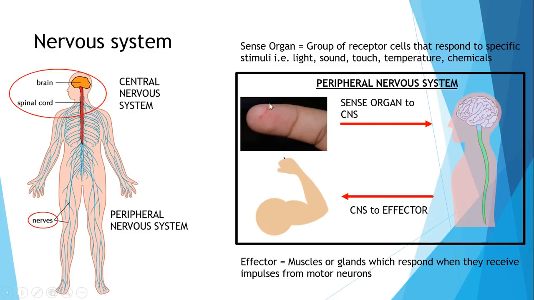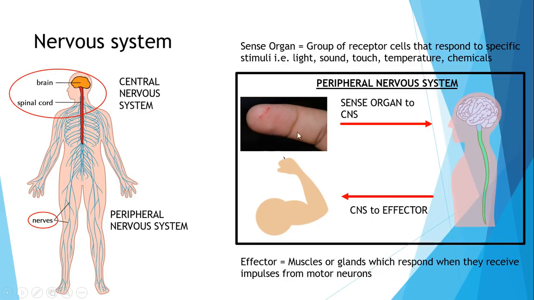So what exactly is the nervous system? Well, it's comprised of two main parts, the central nervous system and the peripheral nervous system. The central nervous system is made up of the brain and the spinal cord, but most importantly the brain. And you've got the peripheral nervous system, which is basically a set of nerves that connect the brain to the rest of the body. So let's talk about a quick simple example.